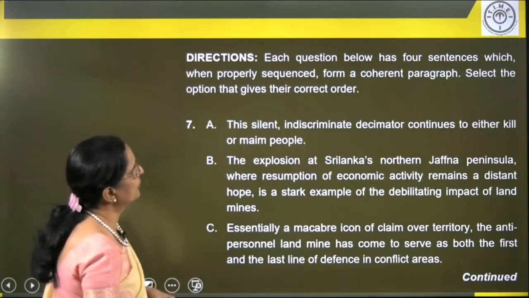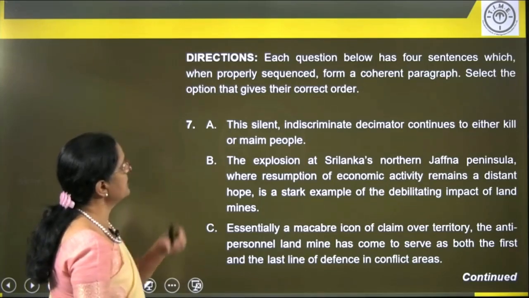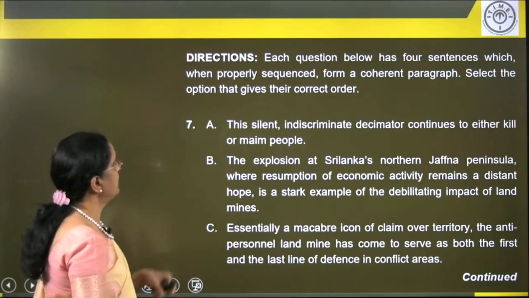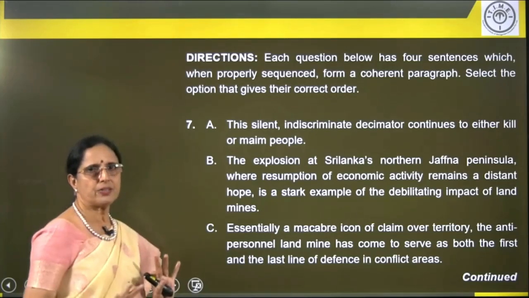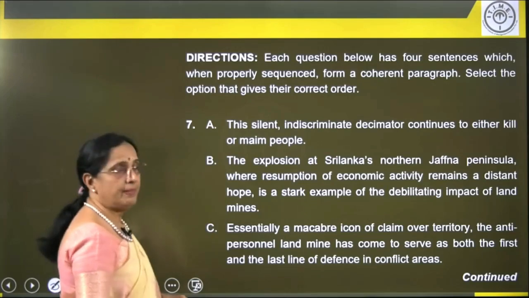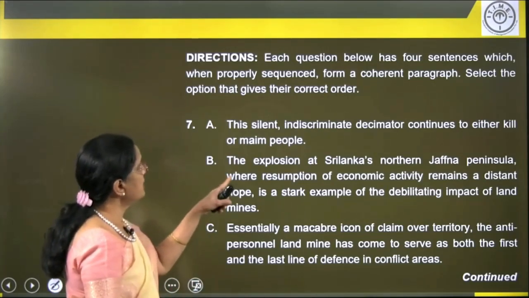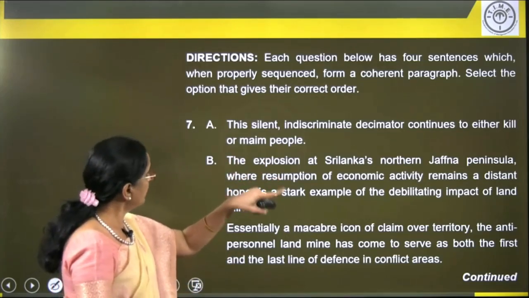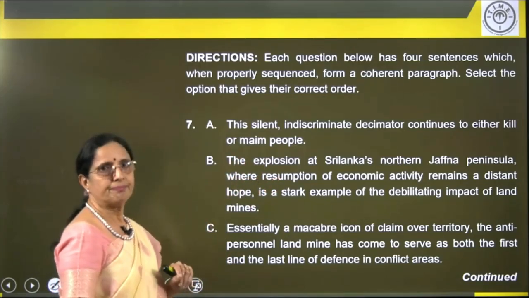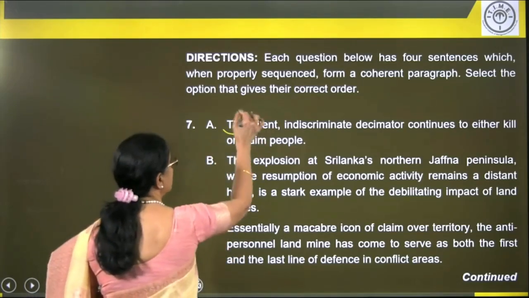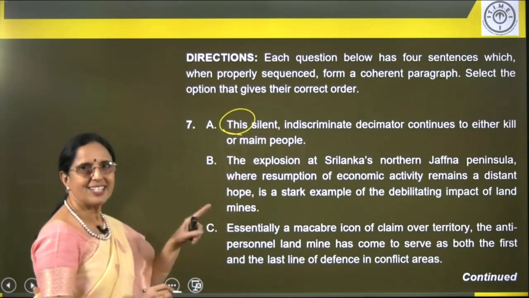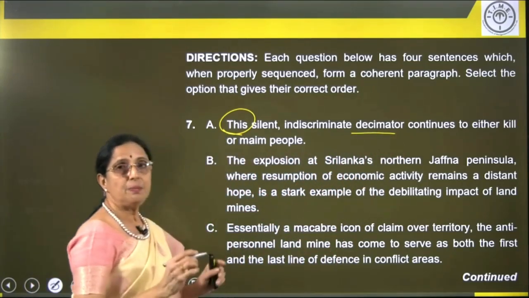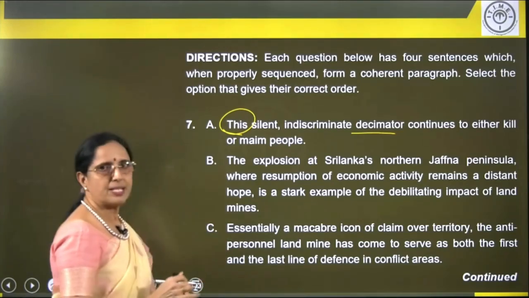Each question below has 4 sentences which when properly sequenced form a coherent paragraph. Select the option that gives their correct order. Yeah, simple and straight type. Ready. This silent indiscriminate decimator continues to either kill or maim people. Right? Okay. This silent, don't ignore, this is a pronoun. This silent decimator, what is a decimator? Decimate is to kill people in large numbers, right?